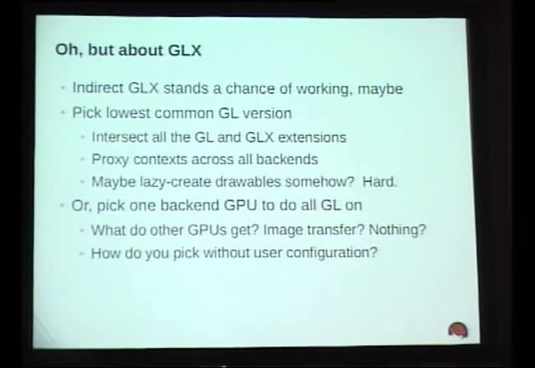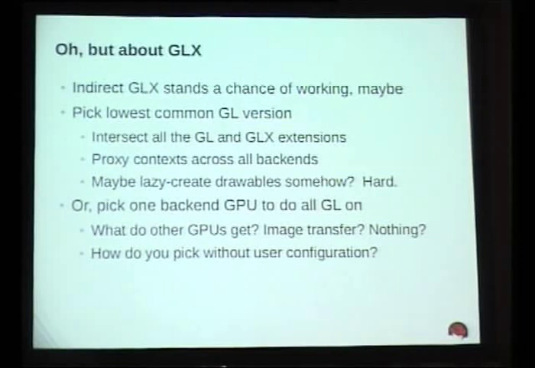So there's kind of two strategies you can do for OpenGL. You can either do this kind of subsetting operation where you look at all your back-end screens, pick the lowest common OpenGL version, the intersection of all the extensions you've got, create the proxy, create the context everywhere, maybe try to create drawables lazily. You could make that work. The other option is to pick one back-end GPU to do all your OpenGL on, which is, I think, what you get in Windows in some situations.